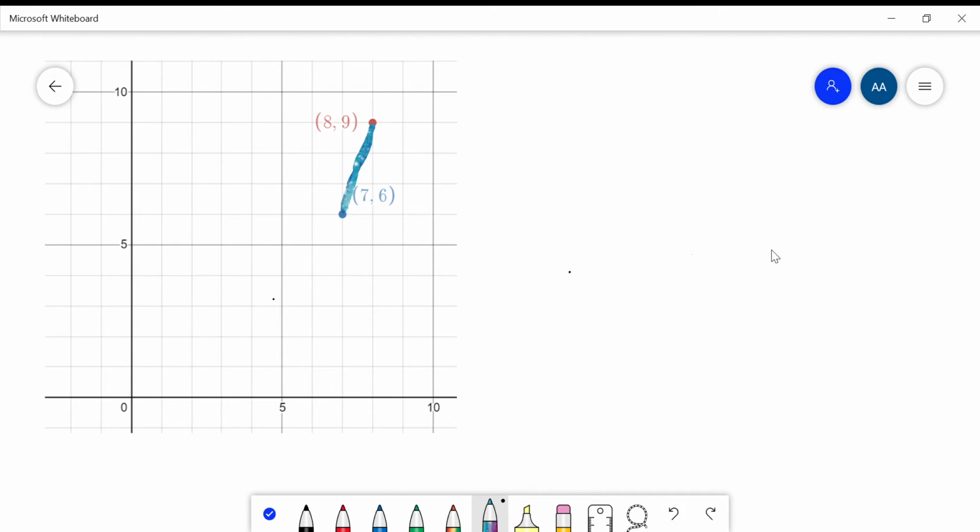Hello everybody, today we're going to be doing another video, and this time I'm going to be doing it on two things: how to find the distance between two points, and we're also going to be doing how to find the midpoint. So I have this little diagram here.